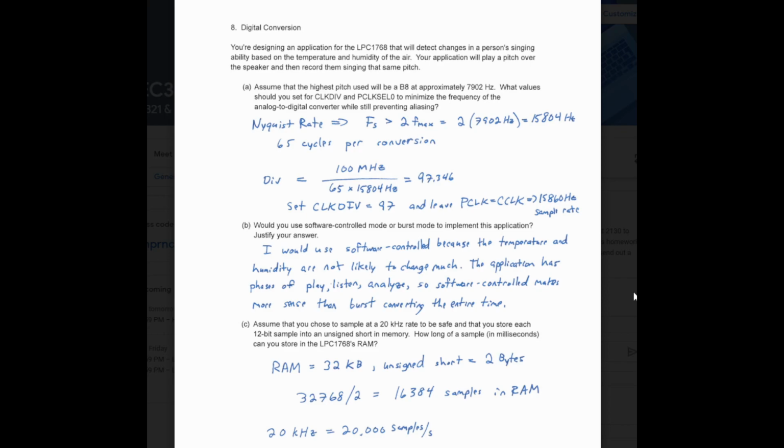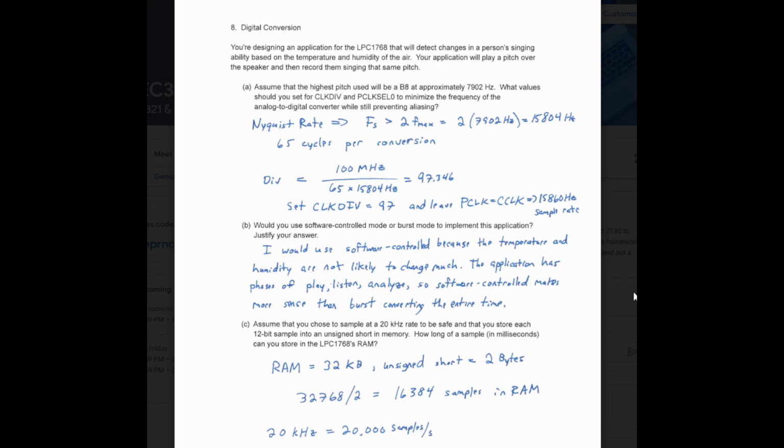What values should you set for clock div and pClock select to minimize the frequency of the analog to digital converter while still preventing aliasing? So we want to be higher than the Nyquist rate while minimizing the frequency that we're sampling at in general. The Nyquist rate is that our sampling frequency has to be higher than 2 f max. And so we take our f max, which is 7902 from the problem description, multiply that by 2, and that gives us that our sampling frequency has to be higher than 15804 Hertz.